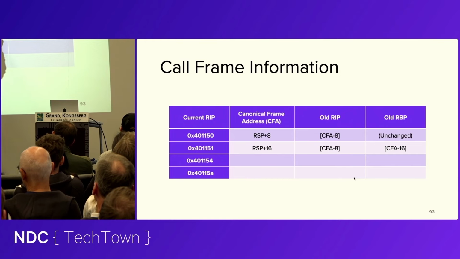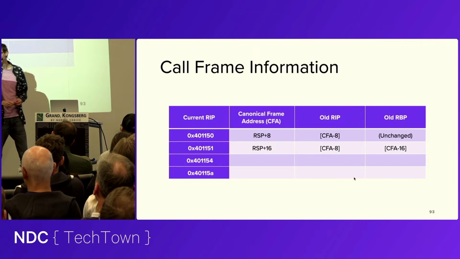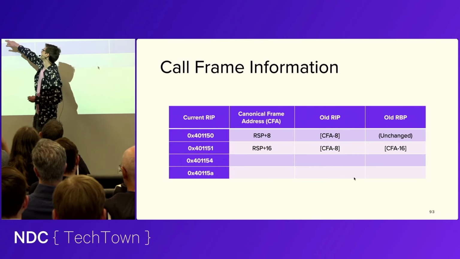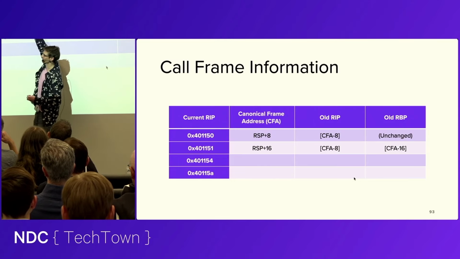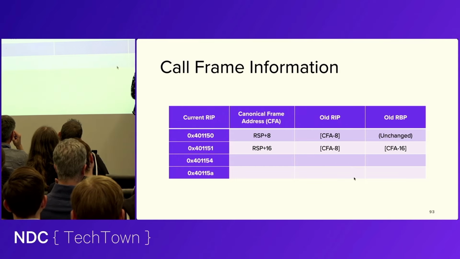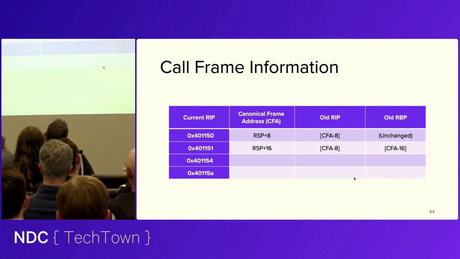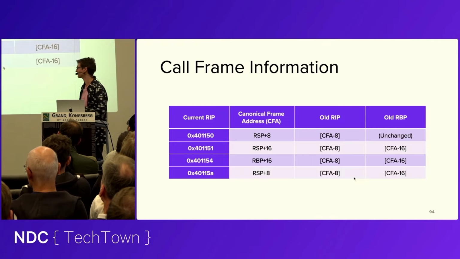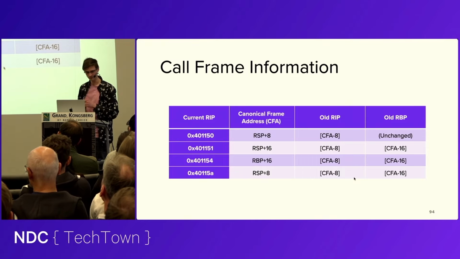Can anyone work out, based on this, what instruction this is? It would be very common in the prologue for any compiled function. So this instruction would push the frame pointer to the stack, because now the stack is larger, the canonical frame address is moved by 8 bytes compared to the stack pointer, and the old frame pointer is now being stored somewhere. So you can work out things about instructions just based on call frame information, which is kind of cool. And the rest would continue like this.